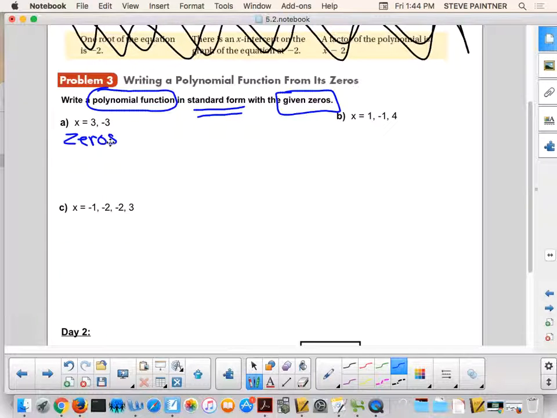-3. So how do I write this polynomial function? x plus 3, x minus 3. Yeah, but you said it backwards. If your zero is 3, then it'd be x minus 3. If your other zero is -3, then the factor would be what? x plus 3. So what happens is, when they give you zeros, they're actually giving you factors of your polynomial. Now you know what I did? I wrote a polynomial in what form? That's not standard. That's factored form.